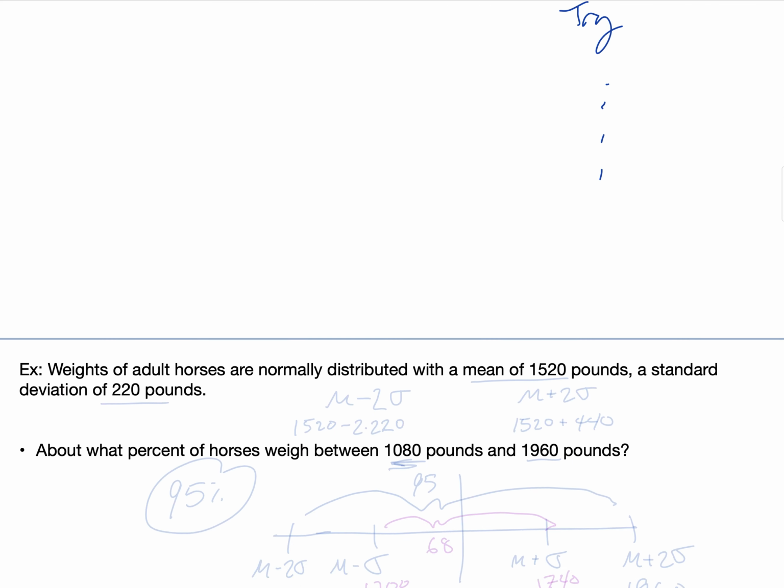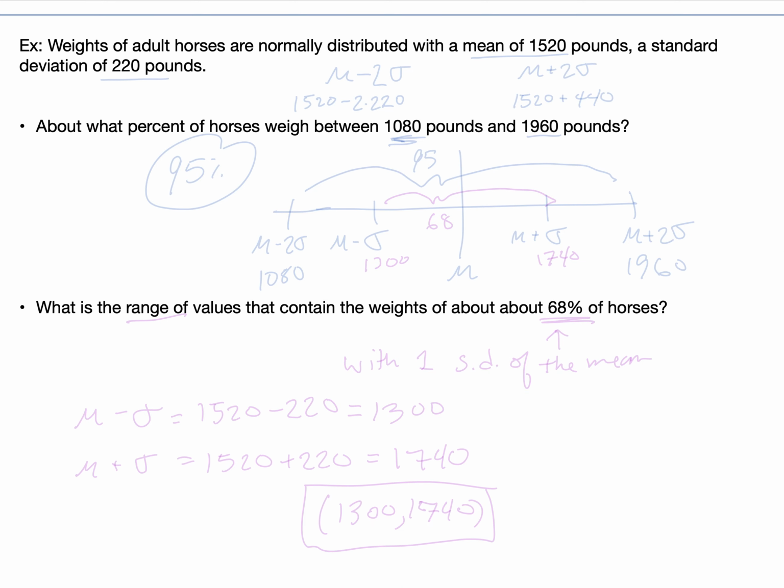For the first question about what percentage of horses weigh between 1,080 pounds and 1,960 pounds, we could look at the mean and look at the standard deviation, and we know that we're going to be talking about the mean plus or minus some number of standard deviations. So if you look at the mean minus 1 standard deviation, 1520 minus 220, that's 1,300. That's not small enough. So it's not just 1 standard deviation below, but if we look at the mean minus 2 standard deviations, 1520 minus 440, then we hit the value that we're looking at.